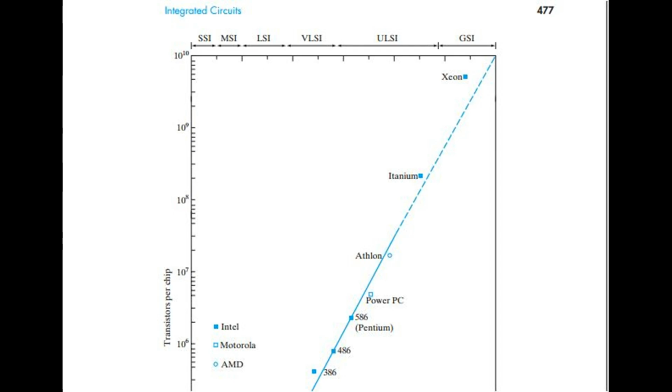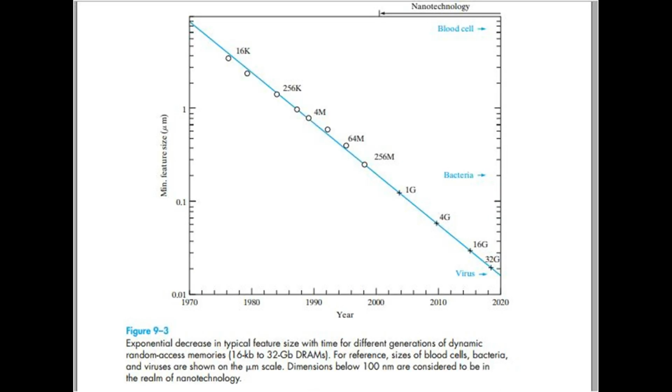Figure 9.3 Exponential decrease in typical feature size with time for different generations of dynamic random access memories, 16 kilobytes to 32 gigabyte dynamic random access memories. For reference, sizes of blood cells, bacteria, and viruses are shown on the micrometer scale. Dimensions below 100 nanometers are considered to be in the realm of nanotechnology.